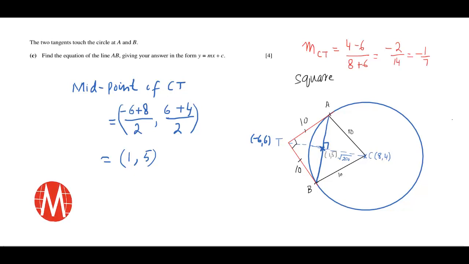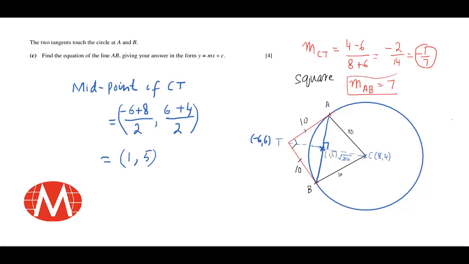And we know that line AB is perpendicular to line CT. So the gradient of line AB will be the negative reciprocal of this, which is 7. So the gradient of line AB is 7, and the point which is on line AB as well is (1, 5).